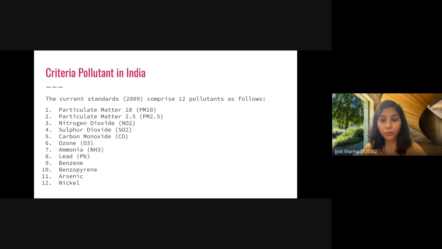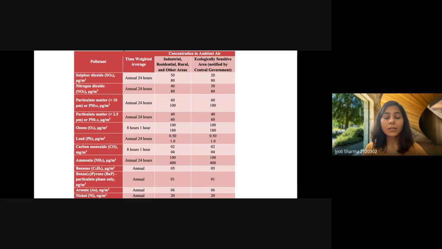And let me show you how much. Okay, so can you see, for industrial, residential, rural, or other areas, we have different concentrations in the ambient air, and for ecologically sensitive areas we have different values for each pollutant. So for example, for sulfur dioxide, it should be 50 microgram per meter cube in the air.